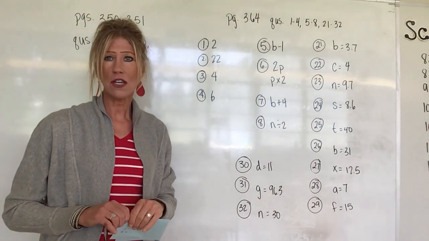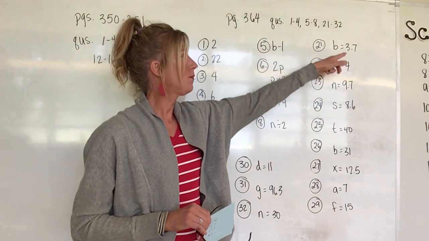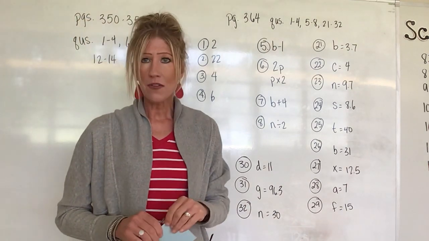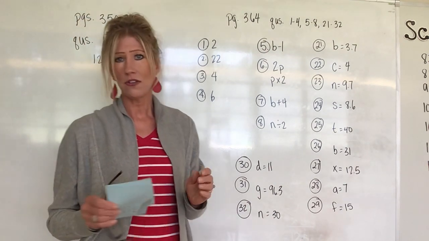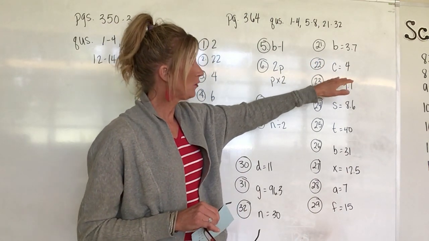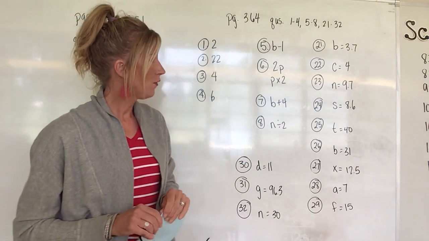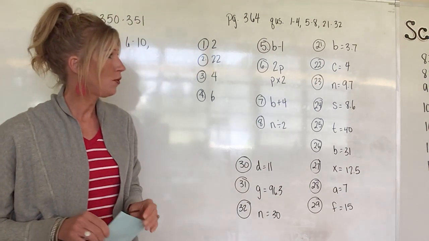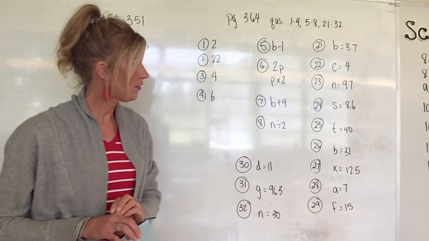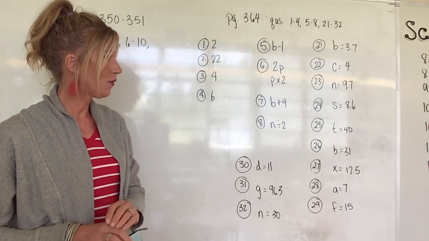Okay, the last little section that you guys did, you were solving for a variable. So I've put the variable and what it should be. I'll run through those. Make sure you have the right variable. You can't switch variables on that. And then also make sure you have the right answer. Okay, so for 21, b equals 3.7. For 22, c equals 4. For 23, n equals 9.7. For 24, s equals 8.6. For 25, t equals 40.